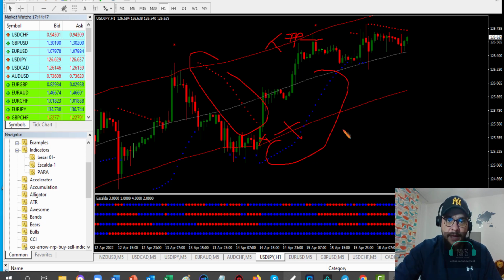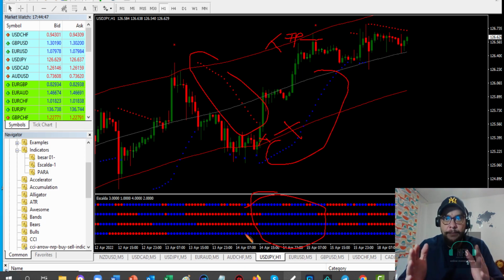All right. And we have the third one, which is Escalada, a trend direction filter, this one over here. It has four rows of blue and red dots. Ideally, they should all be blue for a buy trade or red for a sell trade, but that is not mandatory. So now let's speak about the buy signal.